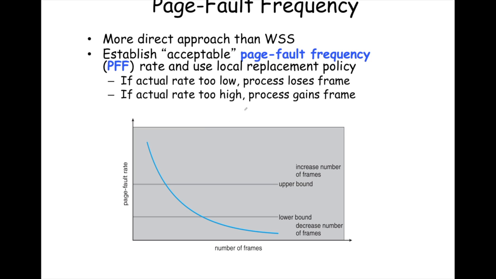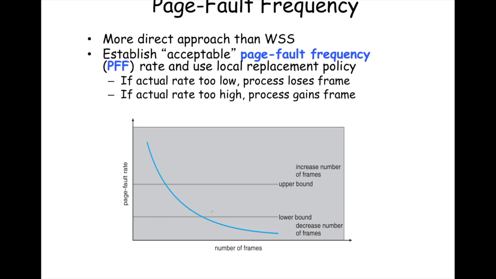And so another direct approach, better than the working set size, is to look at the page fault frequency. How many times or what is the rate of page faults that happens, and use a local replacement policy. And so you set some thresholds on the rate, an upper bound and a lower bound. And if the actual rate is too low, the process loses a frame. If the actual rate is too high, the process gains more frames.